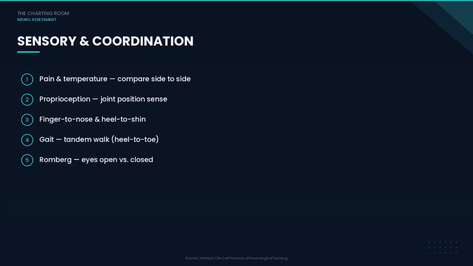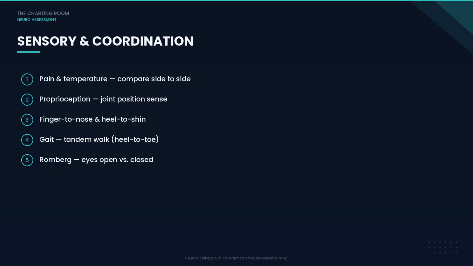Watch a normal walk, then have them walk heel to toe in a straight line, tandem gait. An unsteady, wide-based, or uncoordinated gait can be your first cerebellar clue before you ever get to finger to nose.